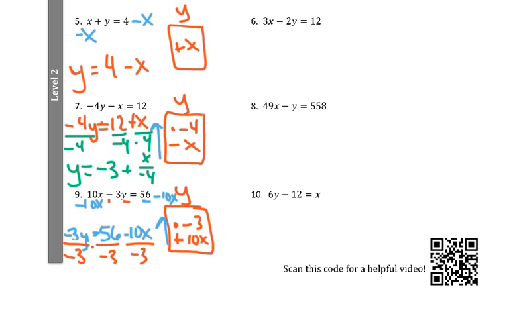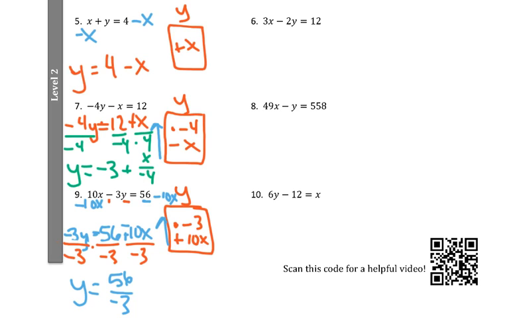Alright, so back down to question 9. Sorry for jumping around, I just got excited. 56 divided by -3 doesn't really simplify. You can check that in your calculator, so we're going to leave it like that for now. And then notice here we have minus, or a -10x. We'll change that to say plus negative.